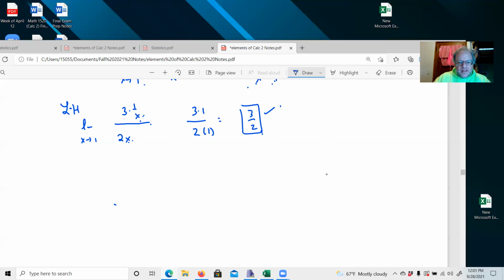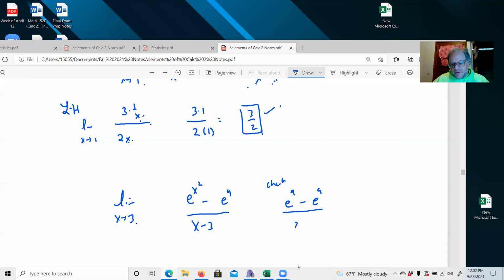Okay, this is a limit as x goes to 3 of e to the x squared minus e to the 9th, all divided by x minus 3. So we're going to check. If I plug 3 in here, 3 squared is 9, so we get e to the 9th minus e to the 9th, divided by 3 minus 3. To me, that looks like 0 over 0. So this is indeterminate form.